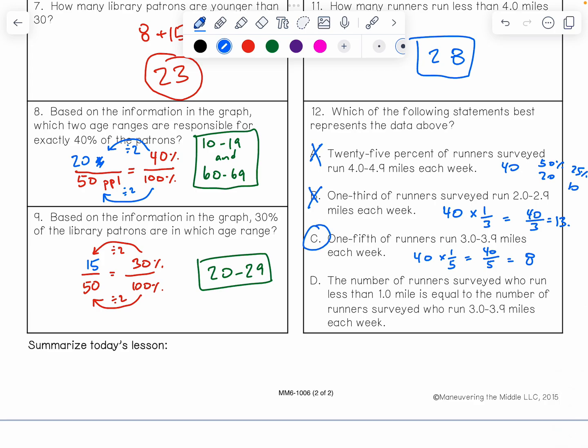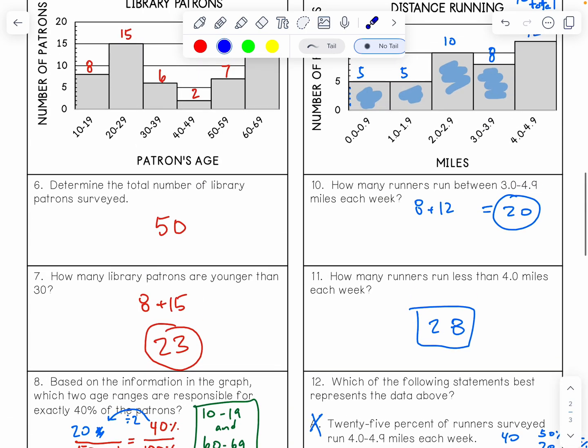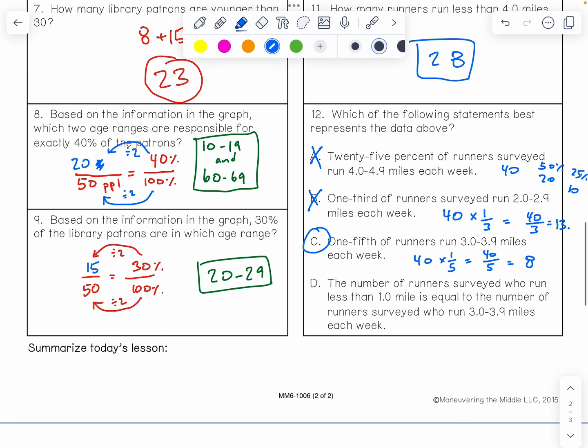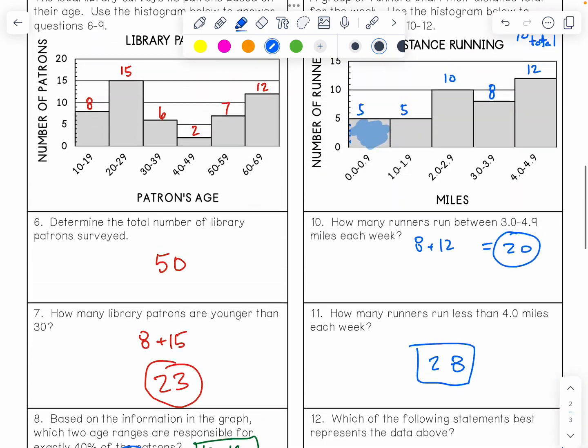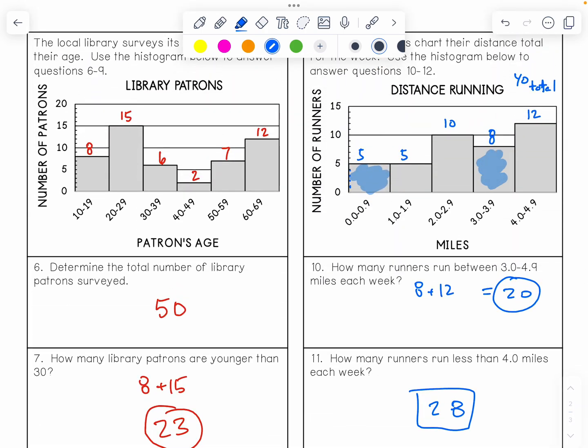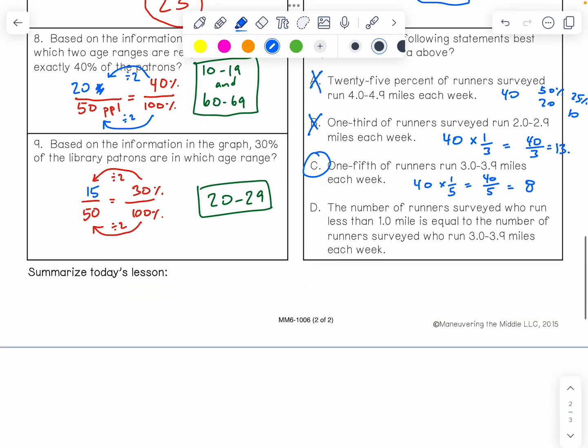And let's try the last one. The number of runners surveyed who run less than 1 mile is equal to the number of runners surveyed who run 3 to 3.9 miles each week. So they're saying the number of runners who do less than a mile, which is this, is the same as those who run 3 to 3.9 miles, which is this. 5 is not equal to 8, so that is not true. So the only true statement is C.